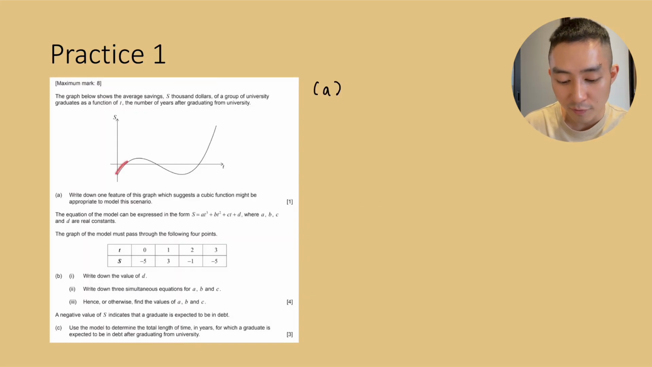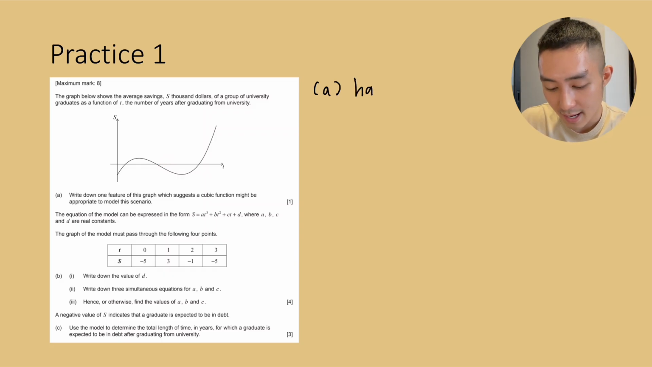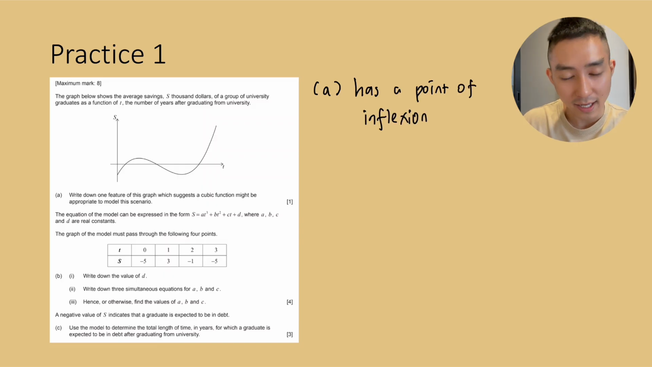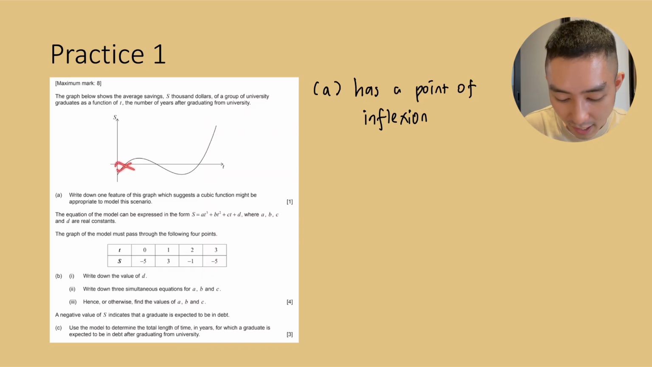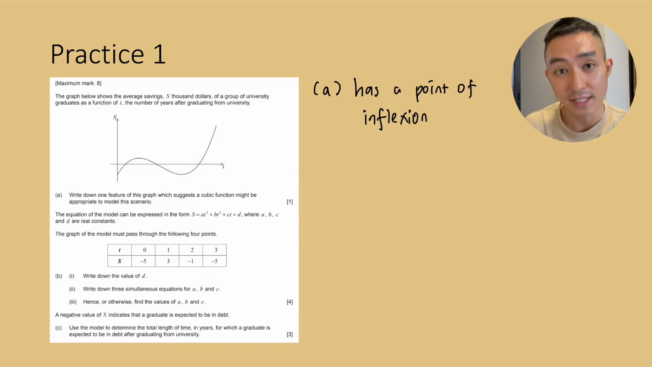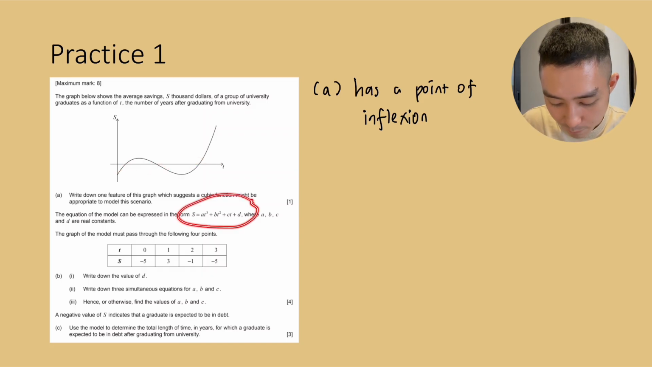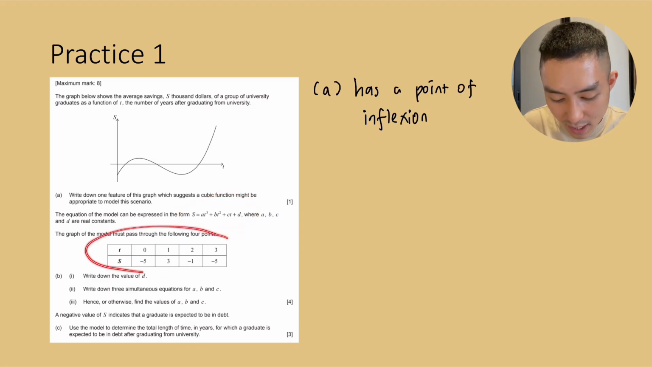You know that the graph goes from sad into smiley, so you can say that there is a point of inflection. You can also write it has one local maximum and a local minimum. Or you can also write that it has 3 roots, so it is a cubic model. So now we have the expression in the generic form, and we get some points.